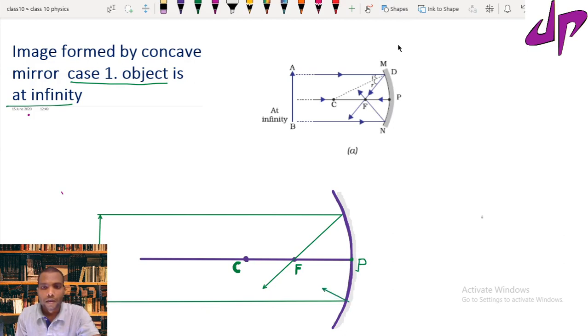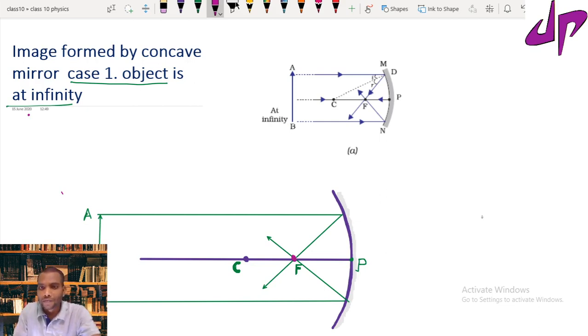If a ray is parallel to the principal axis, after the reflection, it should pass through the focus. Now, if this is the object, AB, where is the image? The image is formed here, where the reflected light rays meet. So this is the position of the image. Now we can write the position of the image.